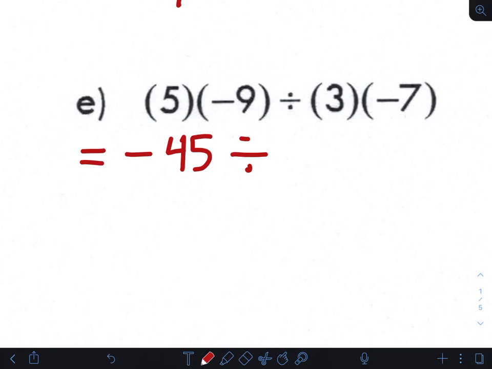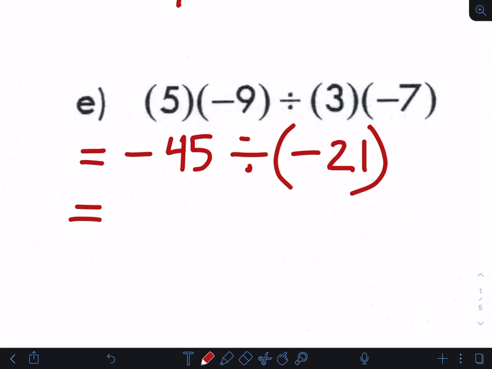Continuing on, 3 times -7. My signs are different, so I know that my answer is going to be negative. Now I can't write divided by and then negative, so I'm going to have to keep a bracket around that. 3 times 7 is going to give us 21. So now I have a negative number divided by a negative number. They both have the same sign. They both are negative. So my answer is going to be positive.